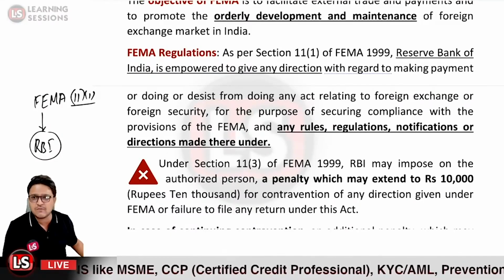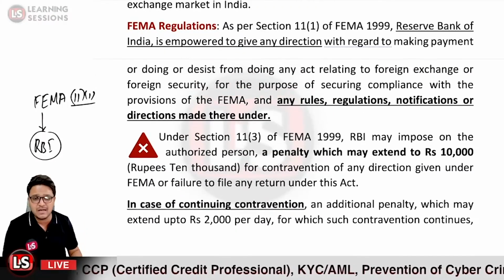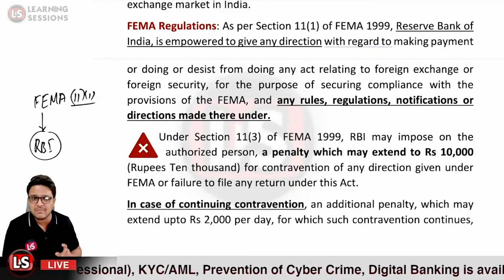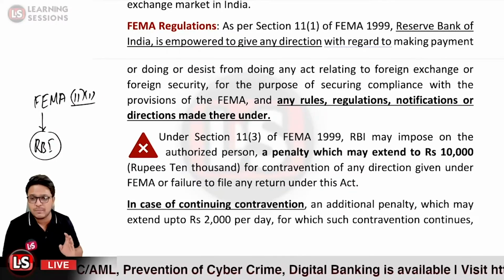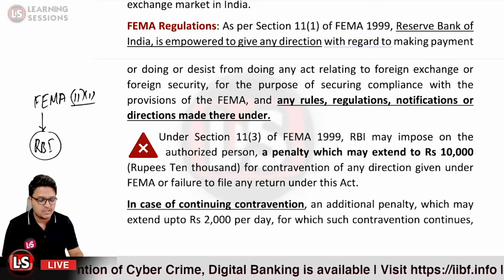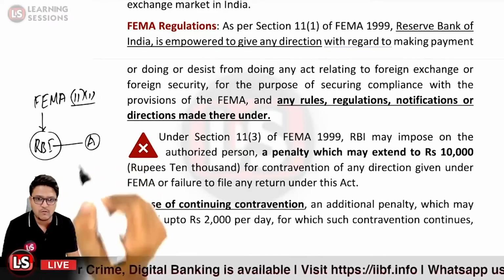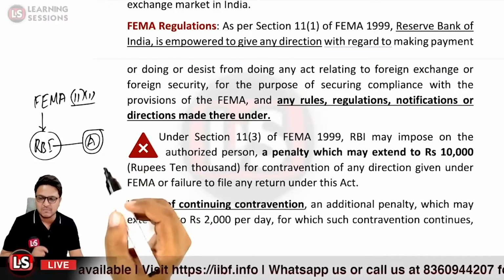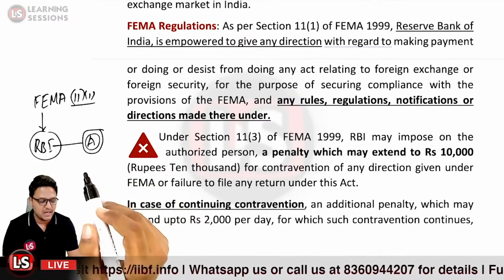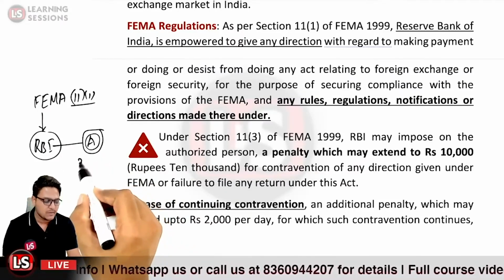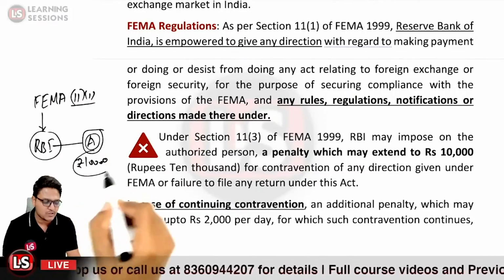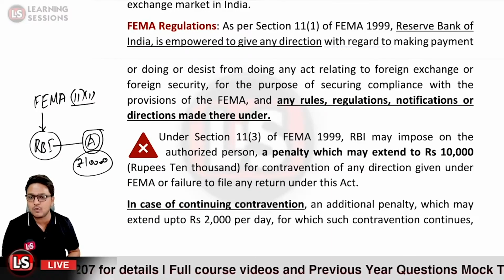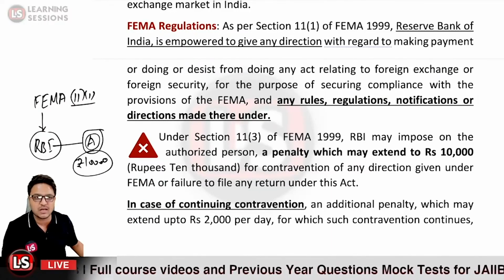Further, in the case of continuing contravention, that is, even after imposing the penalty, if it is contravened by the authorized person, an additional penalty is to be paid, which can extend up to rupees 2,000 per day for the period for which the contravention continues. So if the Reserve Bank of India has imposed a penalty on entity A, but it continues to do the same activity, contravening the directions given by the Reserve Bank of India itself, then the Reserve Bank of India can first impose a penalty of up to rupees 10,000, and after that a daily penalty can be imposed on the entity, which can extend up to rupees 2,000 per day for the period for which the contravention continues.